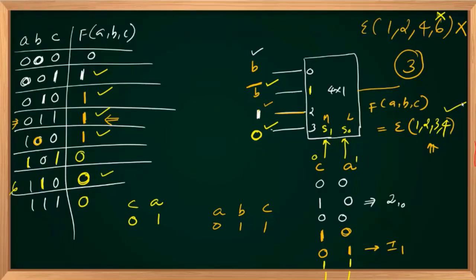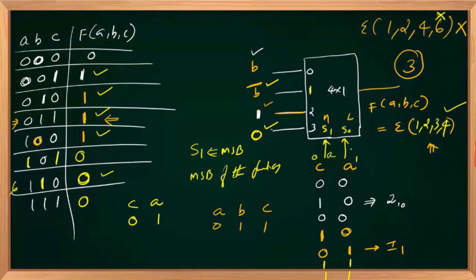Let us check it. In the times we did earlier, the MSB of the select line, that is S1 here, that is MSB, right? MSB is connected to the MSB of the function, right?